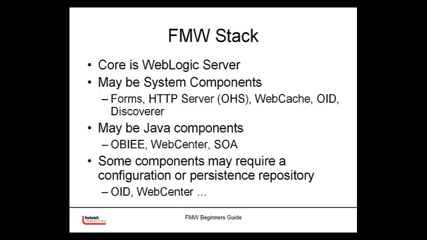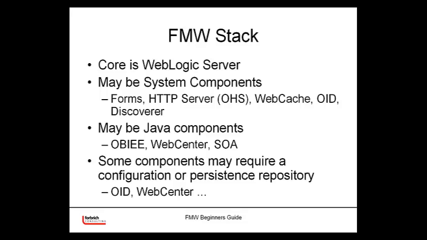Second area is the Java components. These are the ones that are getting a lot of marketing attention from Oracle. The Oracle Business Intelligence Enterprise Edition, OBI EE, and also things like Web Center, the new portal, service-oriented architecture, and so on. Many other examples exist.